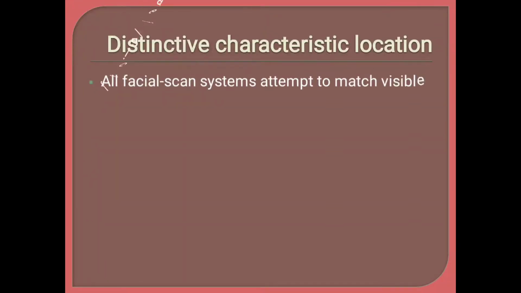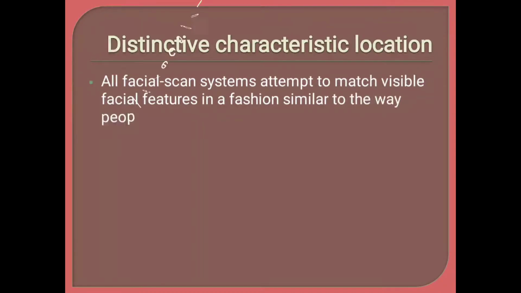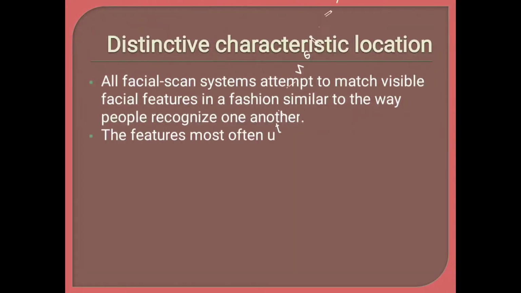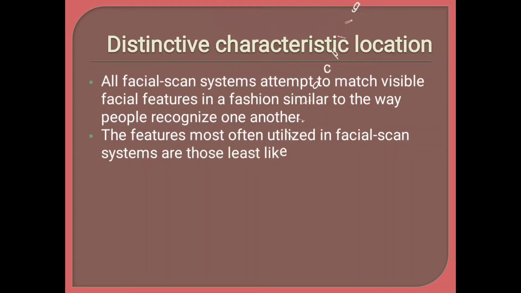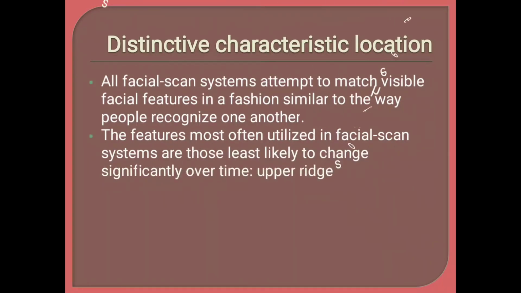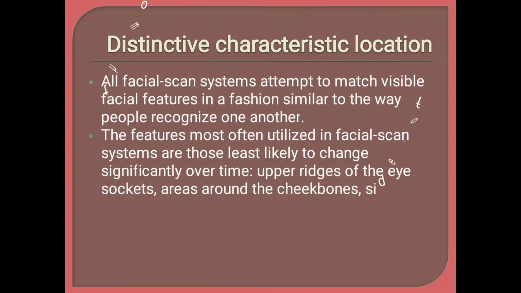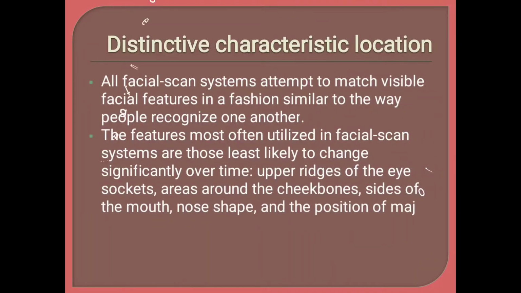Distinctive characteristic location. All facial scan systems attempt to match visible facial features in a fashion similar to the way people recognize one another. The features most often utilized in facial scan systems are those least likely to change significantly over time: upper ridges of the eye sockets, areas around the cheekbones, sides of the mouth, nose shape, and the position of the major features relative to each other.